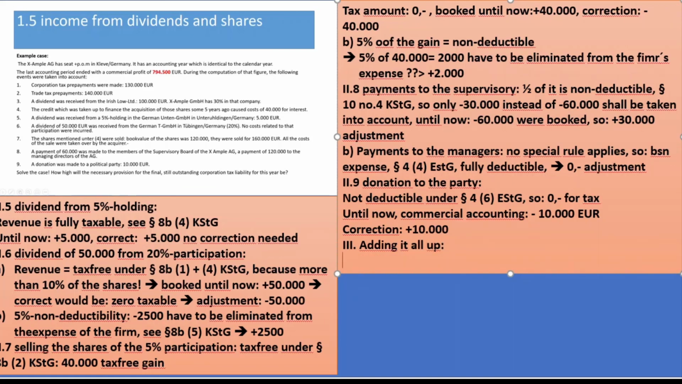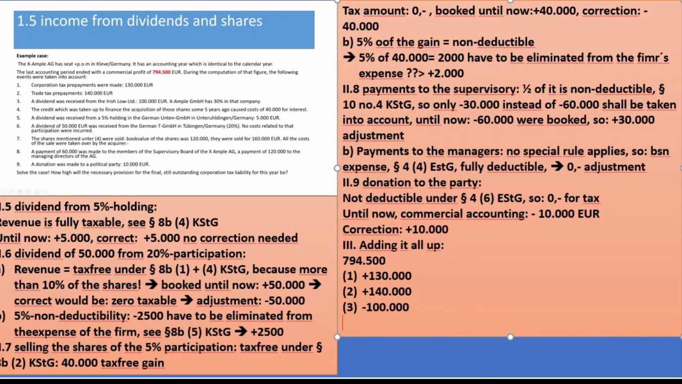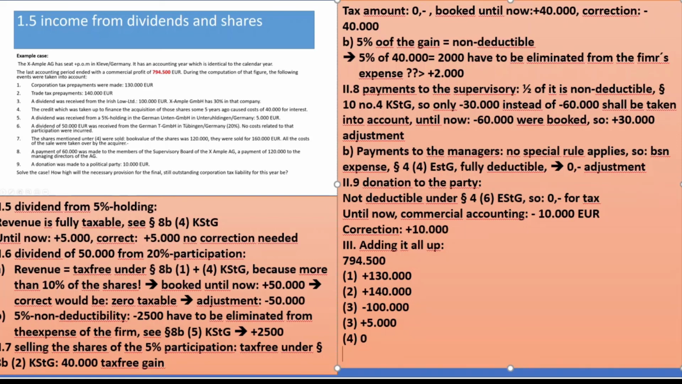We have a starting point of 79,500. Then, because of event number 1, plus 130,000 come on top. Then number 2 plus 140,000 come on top. Then because of number 3, 100,000 are deducted. Because of number 3 again, plus 5,000 are added up. Then number 4 comes, and we have no adjustment there. Number 5, no adjustment there. It goes on, and we need a new page.